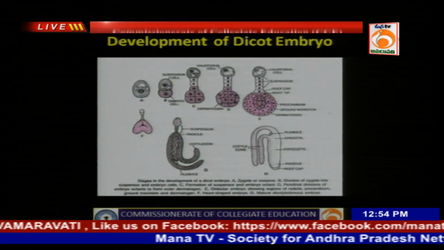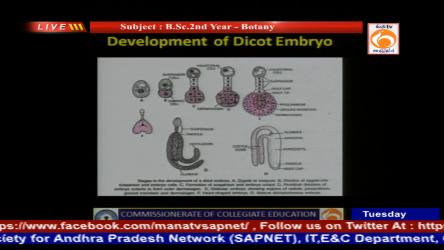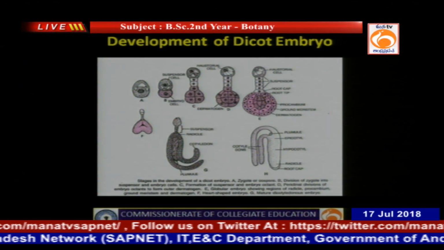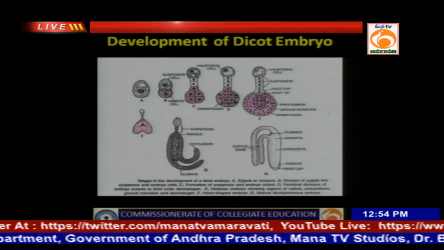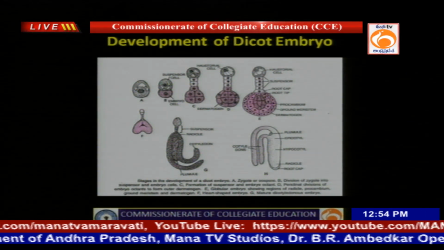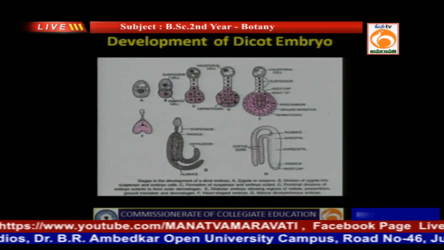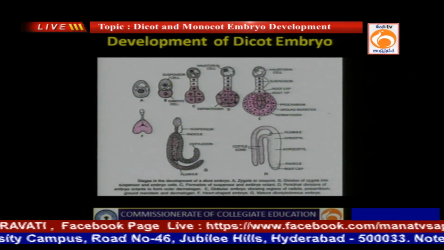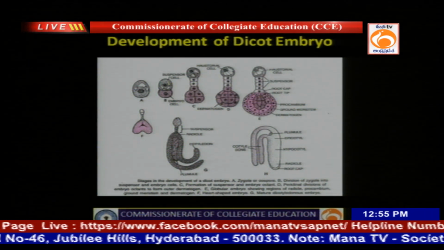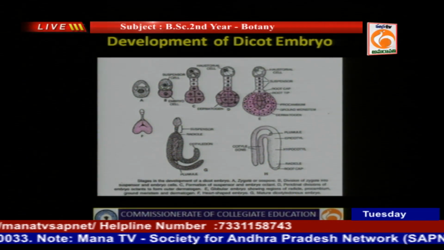So, by these key features we are able to differentiate between dicot and monocot embryos when you observe under the microscope. That is why the embryological characters are also very important while describing or differentiating plants. Coming to the development of the dicot embryo, here is a beautiful slide describing all the events of the development of the dicot embryo.